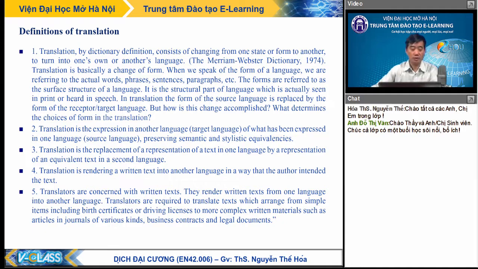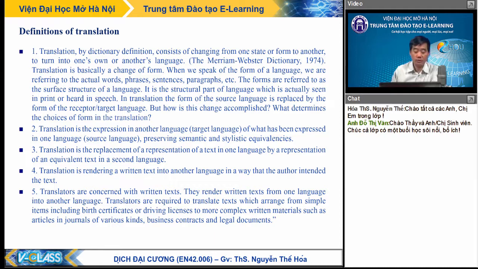Of course, the first one, by dictionary definition, translation consists of changing from one state or form to another, or turning into one's own or another language. Translation is basically a change of form. When we speak of the form of language, we are referring to actual words and phrases, sentences and paragraphs, etc. And that is the first translation definition.